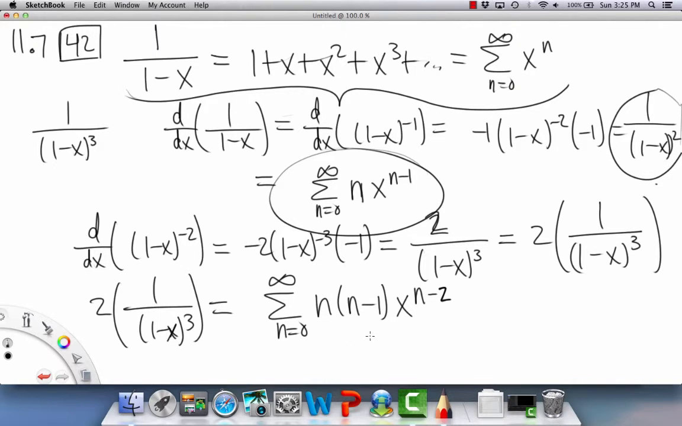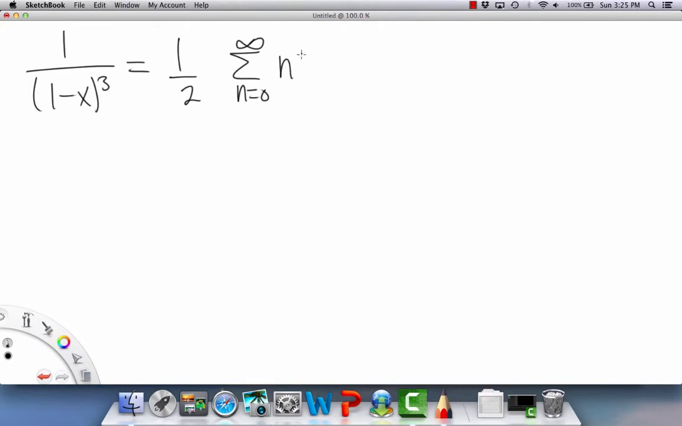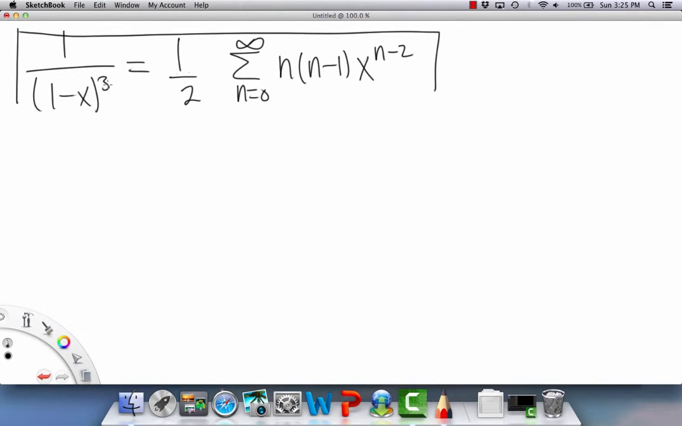I'll write the final answer on the next slide so it looks nice. So we get that 1 over (1 minus x) to the third is equal to 1/2 now, because we divided by the 2, times the exact same thing that I wrote on the previous slide: n times (n minus 1) times x to the n minus 2. And that is the series representation of this function, because we took the derivative twice in a row.